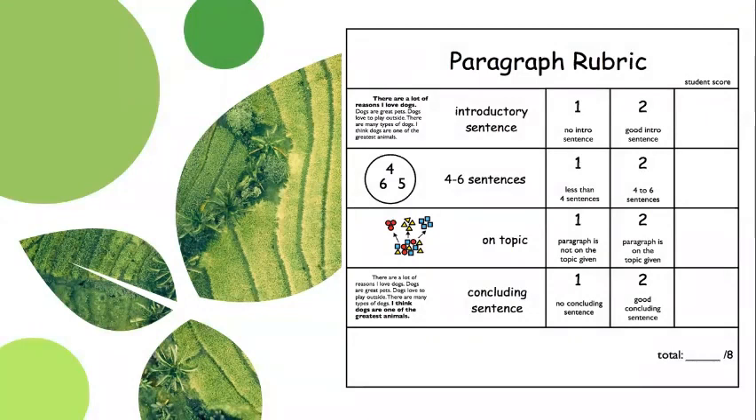So your paragraph must have an introductory sentence. If it is good, you have 2. If you don't have introductory sentence, it's only 1. And your paragraph must contain 4 to 6 sentences. And of course, you have to focus on the topic. And there must also be a concluding sentence. So a total of 8 points.